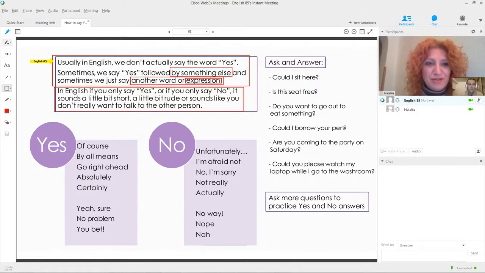In English, if you only say yes or if you only say no, it sounds a little bit short, a little bit rude, or sounds like you don't really want to talk to the other person. So have you ever heard about that? Yes, of course. How do you think? Why does it sound rude? Is that really rude to say yes or no?